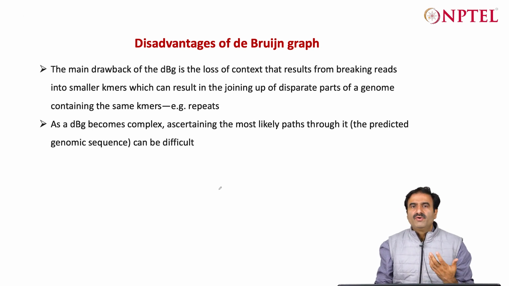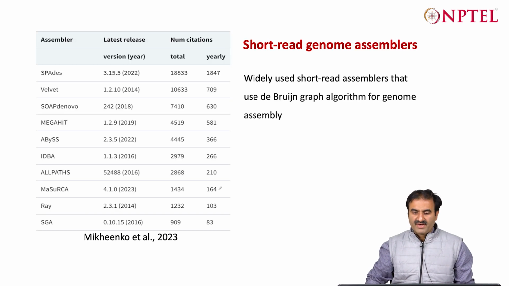If you take too long a piece, that will also increase the number of nodes, and if you take too short a piece, it will match multiple places in the genome. So that could be one of the issues with the De Bruijn graph.